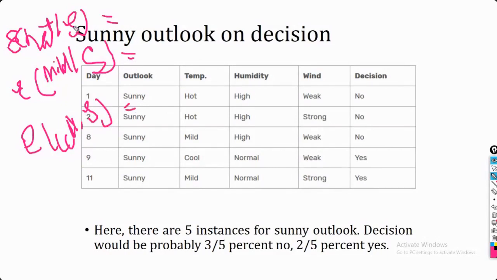Okay. So for hot, if I'm considering outlook equals sunny and temperature equals hot, for both the cases the class is no. So zero positive and two negative. Now in case of mild also, we are having one positive and one negative. For cool, only one instance is there, so one is positive and zero is negative.